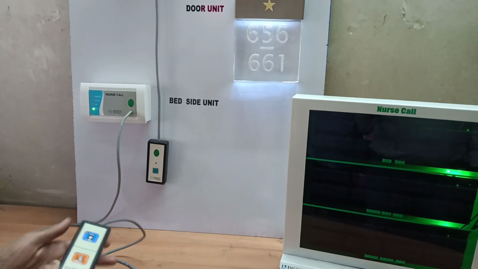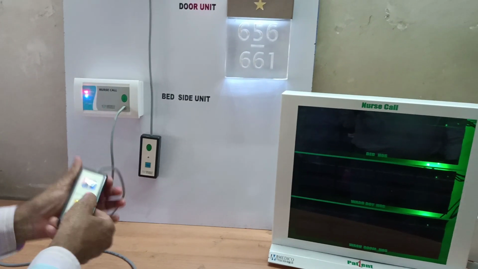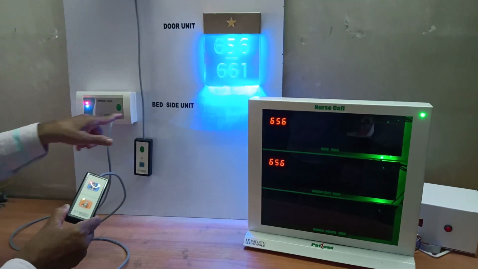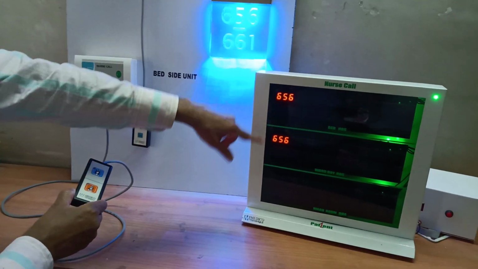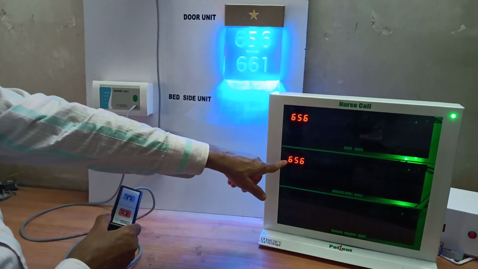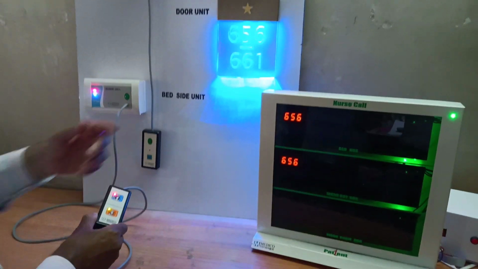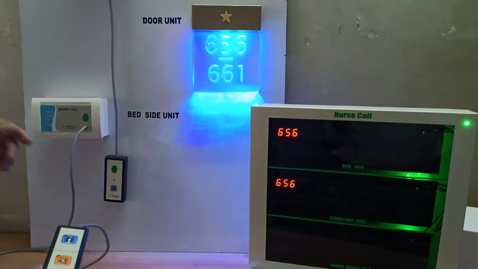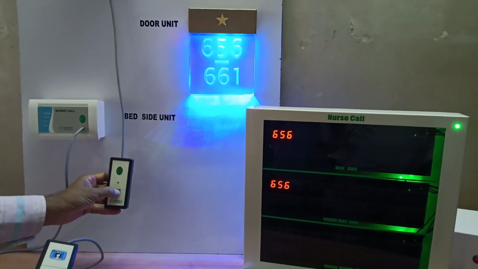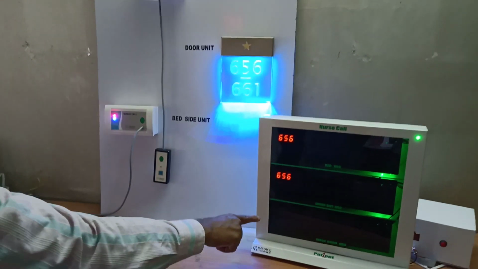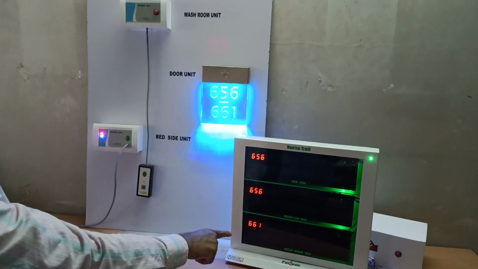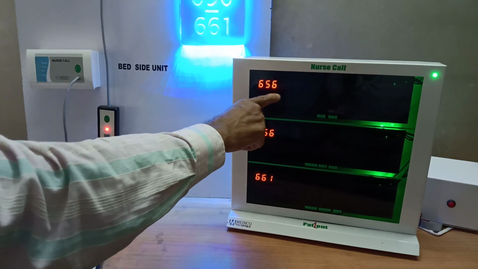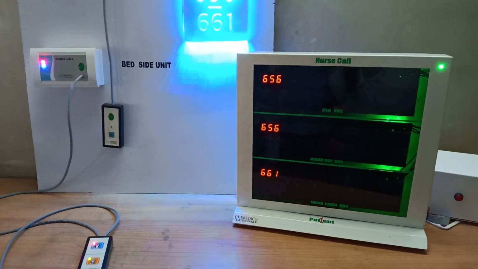Off, off. If the patient calls both nurse and ward boy at one stretch, see. Red, nurse call, blue, ward boy call. Blue light, door unit, two displays, 656 nurse bed unit, 656 ward boy unit. At one time, two displays. If there is someone in the washroom, he presses washroom call. You get the washroom number here. So, three displays at one time. 661 washroom number, 656 ward boy number, 656 bed number.